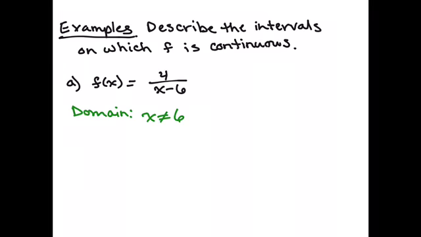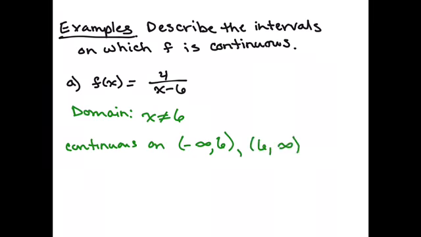So my interval of continuity is going to go from negative infinity to 6, but not include it, right? Because can't land on it. And it's also continuous going from 6 to infinity.